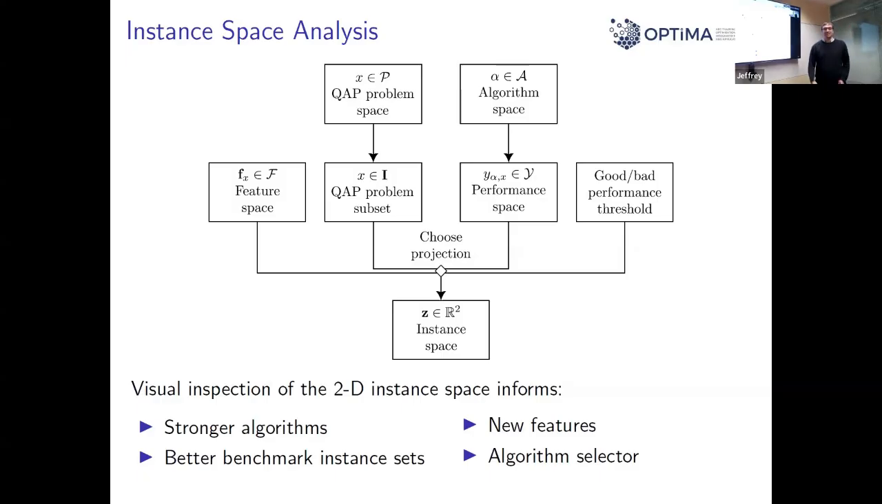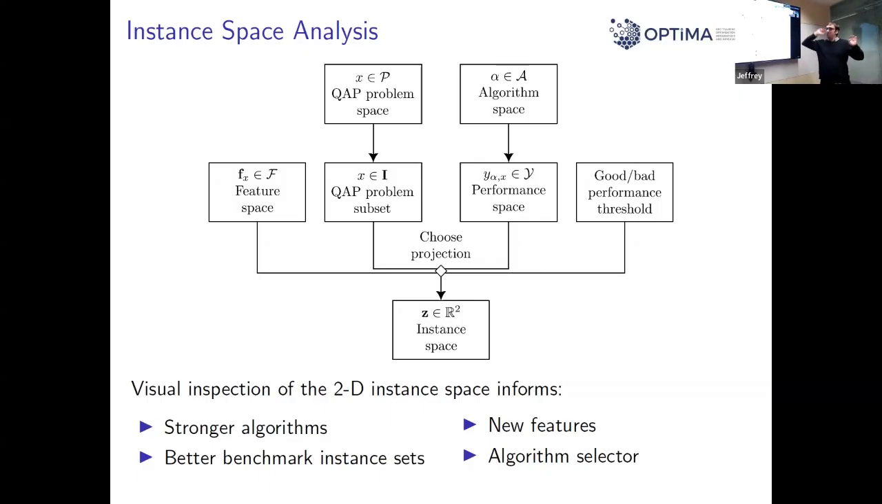But we can't, of course, because there's an infinite number of instances, and for that matter, an infinite number of algorithms. So we have to sample the problem space and sample the algorithm space, and then try to generalize from those results. We do that by trying to select a subset of the quadratic assignment problem space which is going to be representative of the space as a whole.